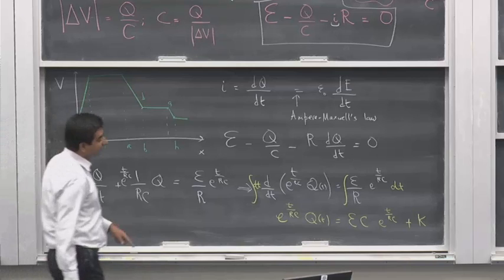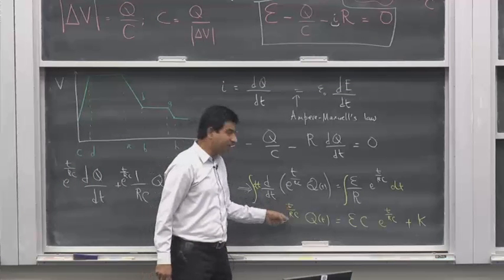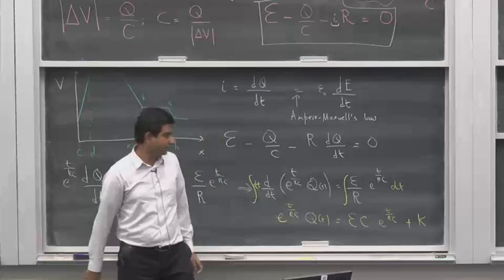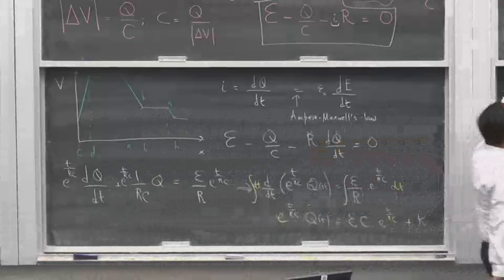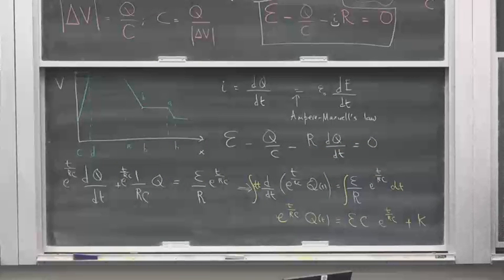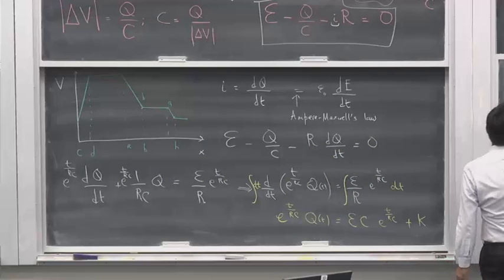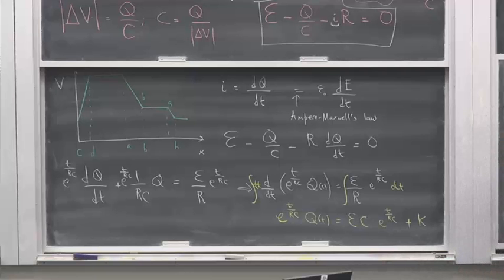Now I divide both sides by e raised to t over RC because this can never be 0. And what I obtain is the following: q as a function of time is EC plus K e to the minus t over RC.